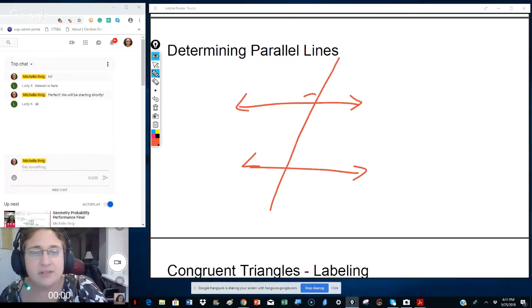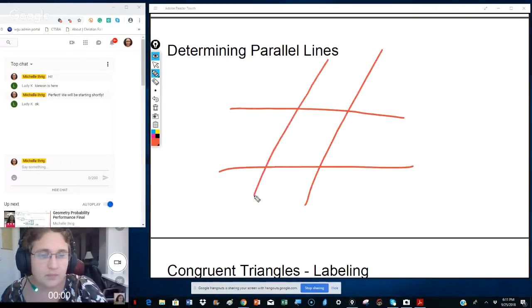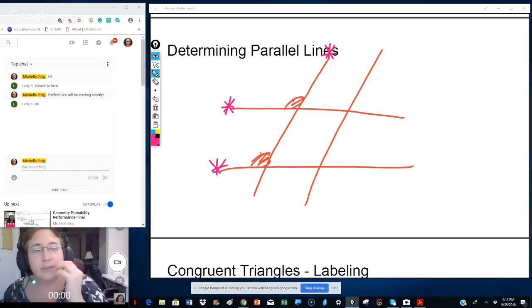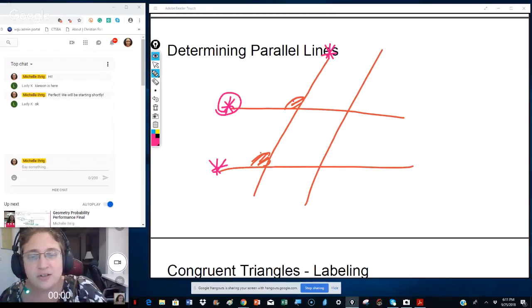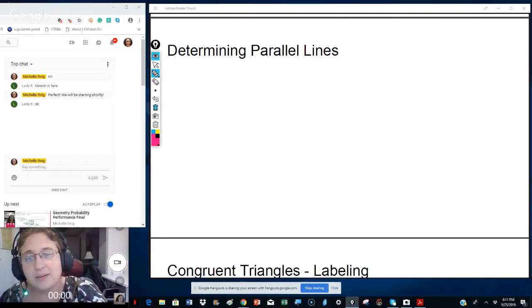If they tell me this angle here and this angle here are congruent, well, I know that those angles are corresponding. And I know that this angle touches this line and this line. That's what makes it up. Because I have these two stars here, that means that these two lines are parallel. Because this angle touches those three lines, the two lines that are on the same side make parallel.